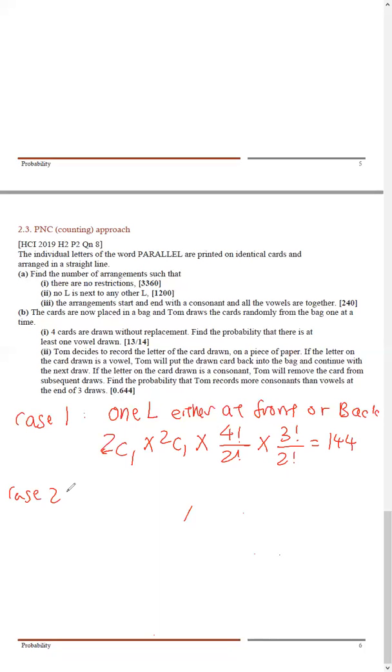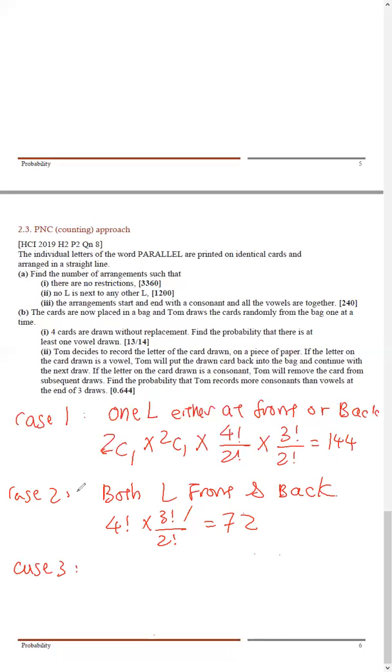Case number 2. Okay, so case number 2 will be both L's, front and back. So if both L's are front and back, then we don't need to bother about front and back. In the middle, it will just be 4 factorial. And when we do the 4 factorial in the middle, there will be 1 L inside only. So there's no other repeats. So the group of 3 vowels, again, we can arrange them, but in the group of 3 vowels, there's 2 A's, so I need to divide by 2 factorial, 2.